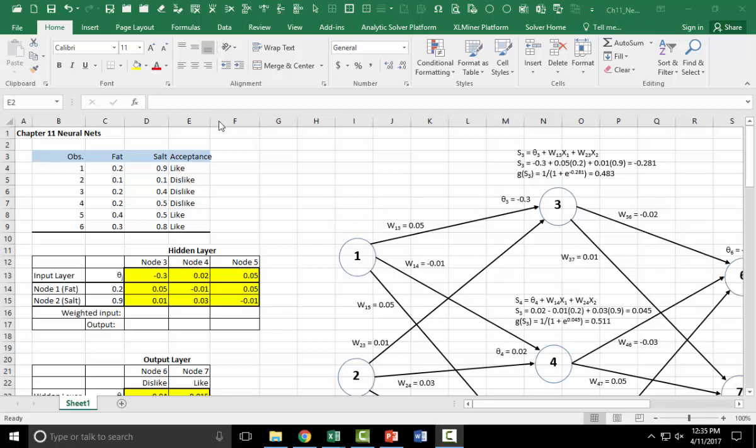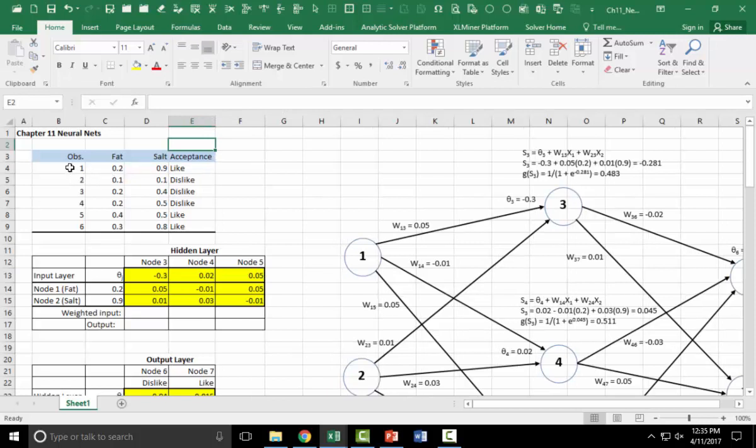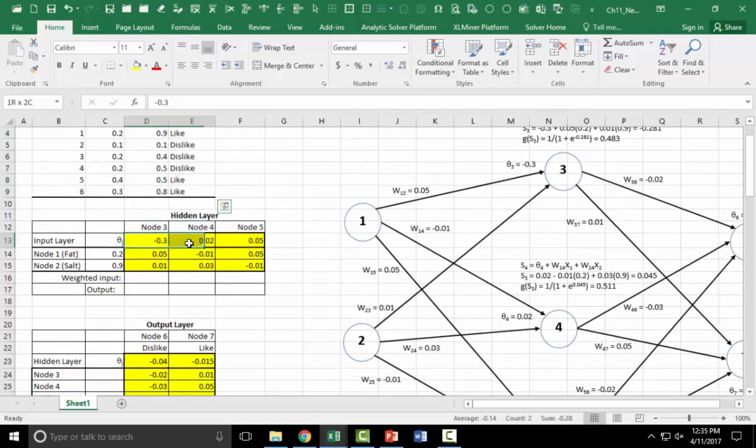Okay, so here is the simple example from your textbook. It has only 6 observations. So we have the fat and salt score, and acceptance is the target. We have like and dislike. So these are the initial weights that we have assumed.